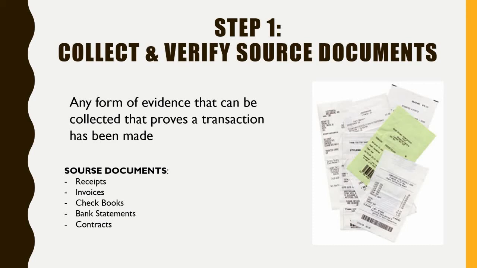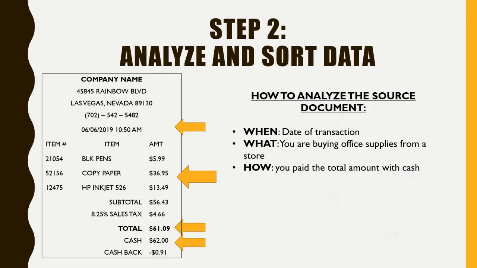And of course, we would do that by collecting the source documents to verify that a transaction has even occurred. So in this case, any receipts, contracts, invoices, bills, etc., those are going to be proof that a transaction has occurred. Then, second step is to analyze the source documents and sort them based on the data that you're given. In this case, we're going to ask the when, the what, and the how, okay?